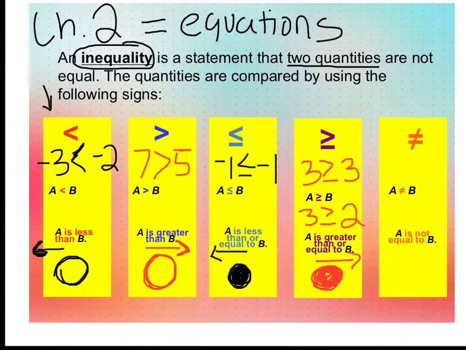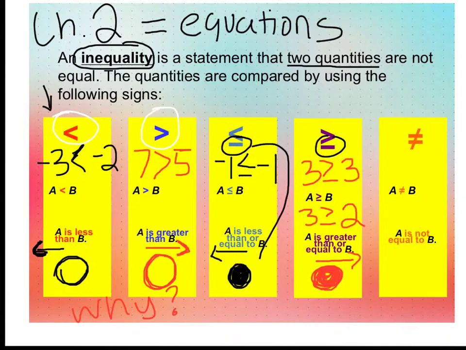Now let me ask you this. Why do we have open and closed circles? Well, you can see that for the open circle, there's no bar underneath the inequality symbol. But when there is a bar underneath the inequality symbol, so in the example we have a bar here and a bar here, we're going to use the closed circle. So whenever there's a bar underneath the inequality symbol, you're going to use a closed circle. And whenever there's not a bar, you're going to use an open circle. And you're going to see examples of this on the next slide.